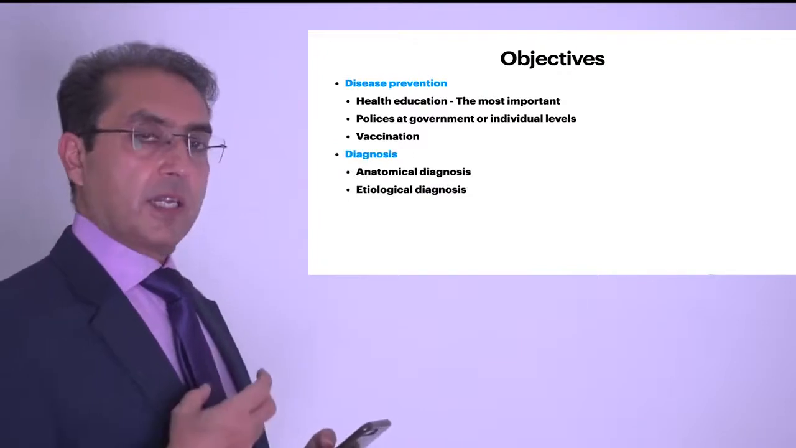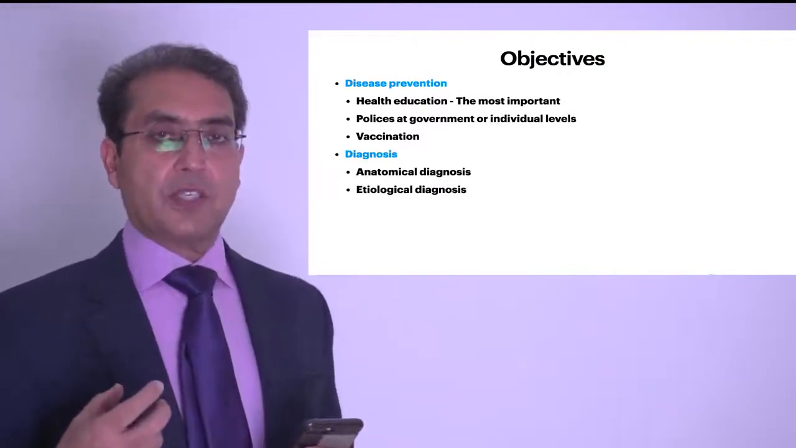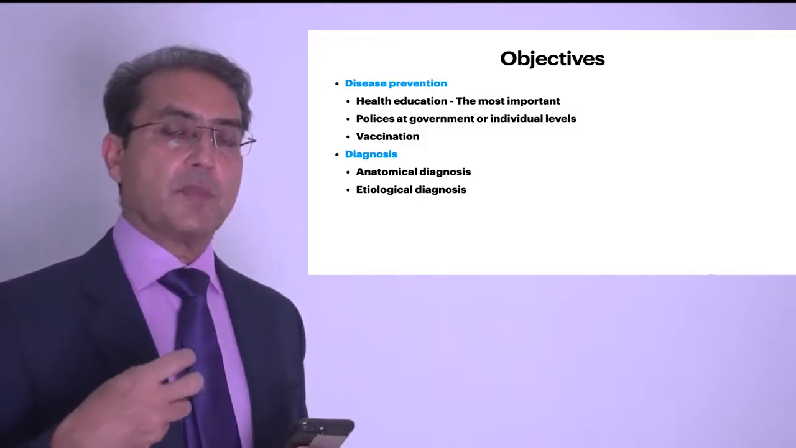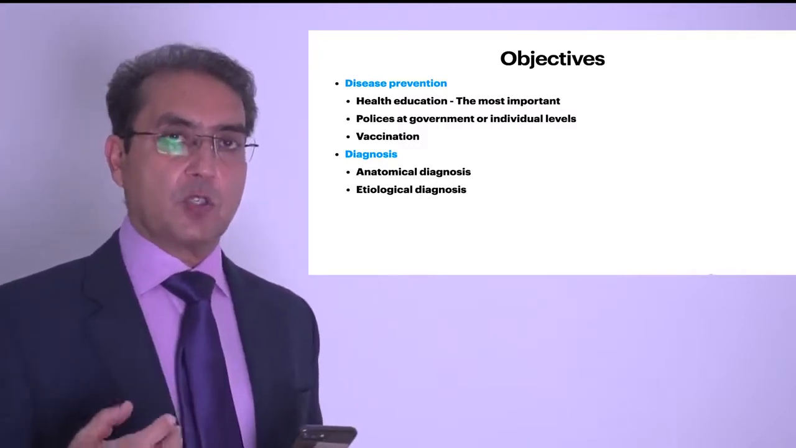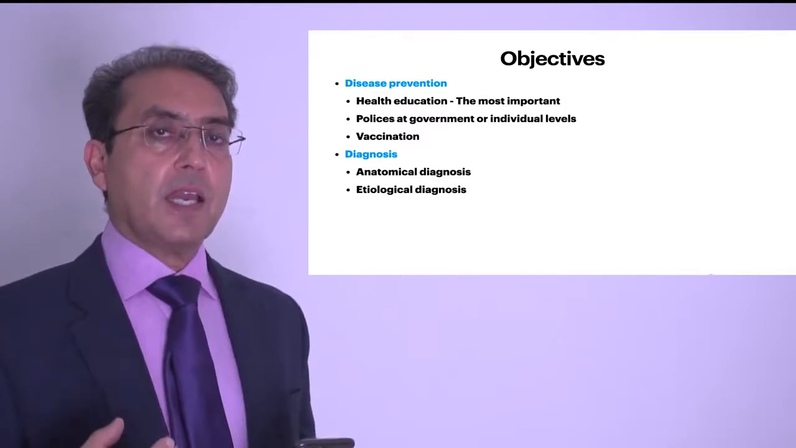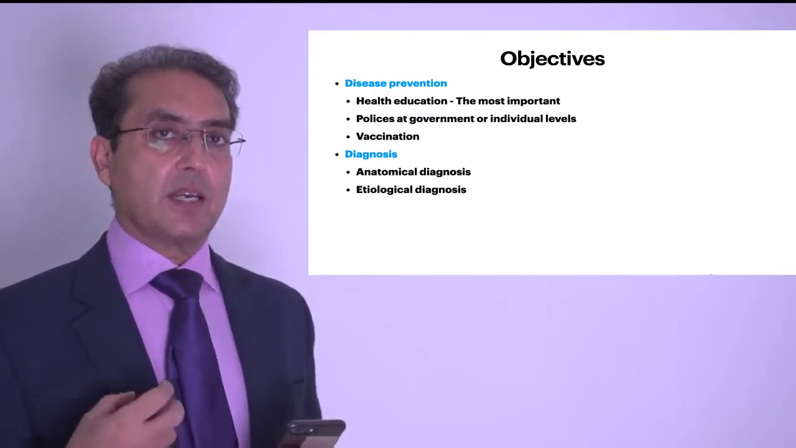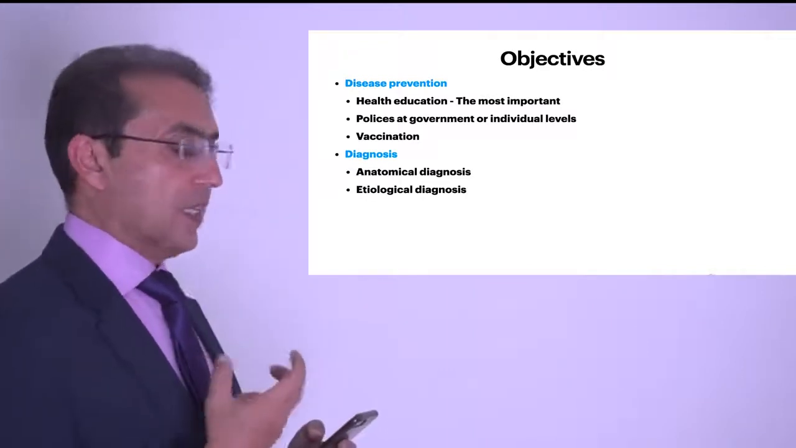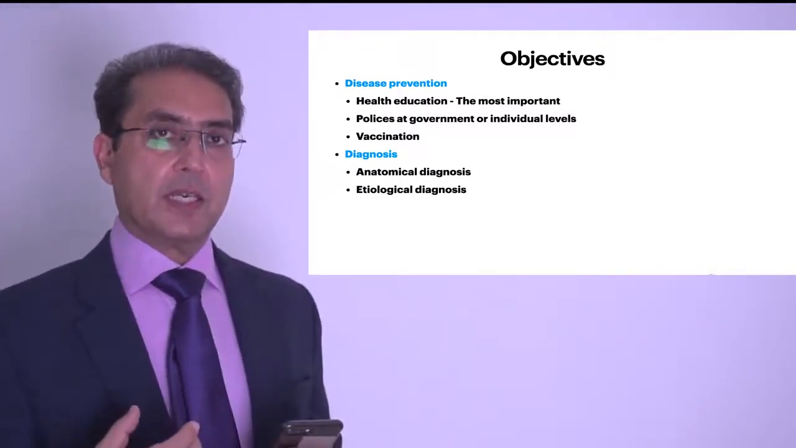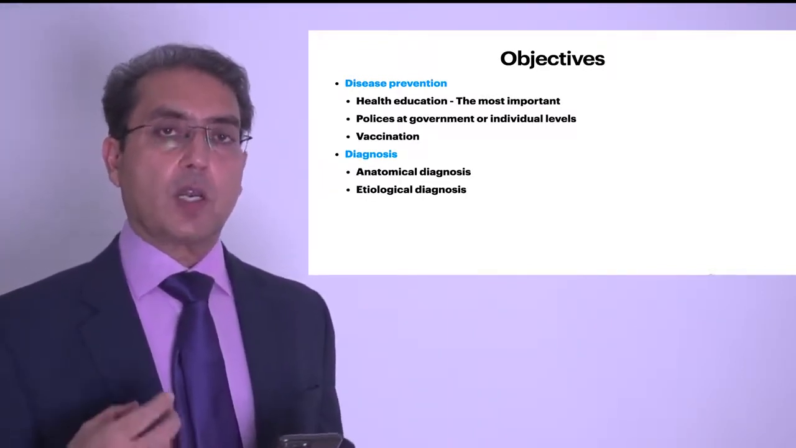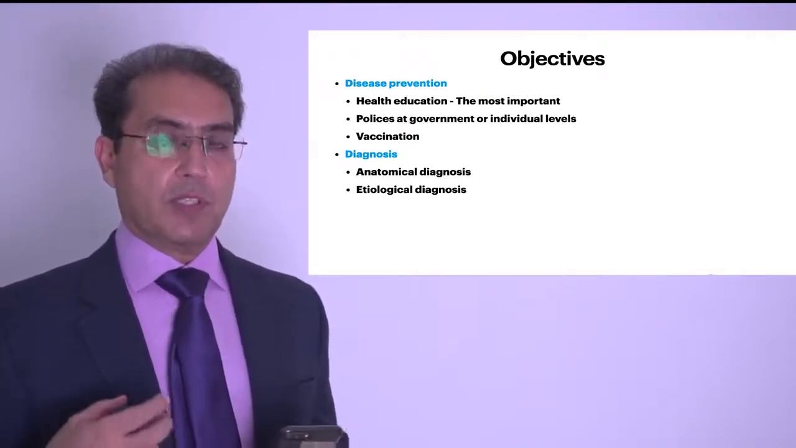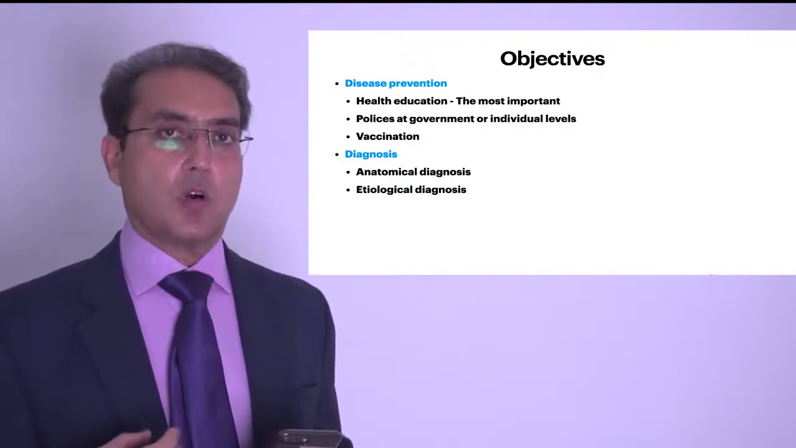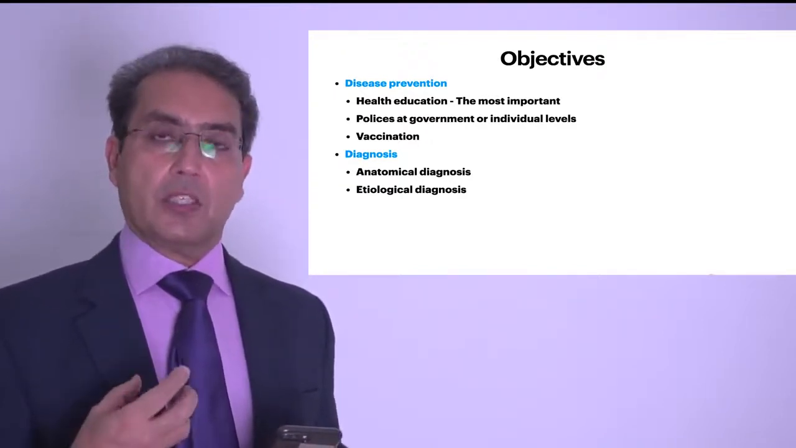And then the second objective is, if the patient gets sick. Preventive medicine is that you prevent the patient from becoming sick, so you try to keep the patient healthy. And if the patient becomes sick, the second objective is that you make a diagnosis of what this patient is suffering from. The diagnosis initially is at the anatomical level, that is, what organ system is involved. The patient has got a problem in the liver or in the heart or in the kidneys or in the lungs or in the bones or in the GI tract.